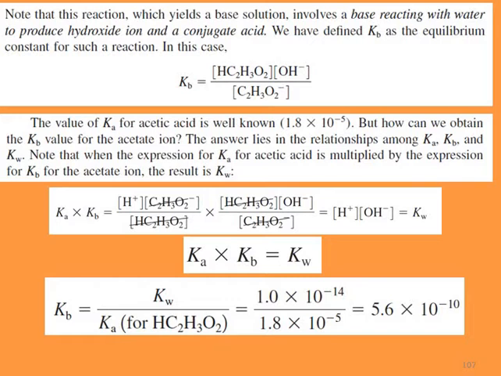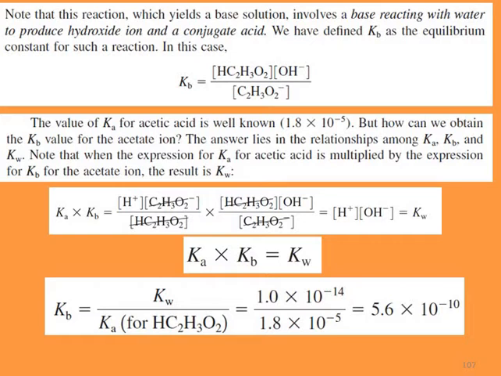So as you see here, Ka times Kb, when we do this multiplication and division, results in the concentration of proton times the concentration of hydroxide, which will be equal to Kw. So Ka times Kb is always equal to Kw. Whenever we have Ka, we can find the value of Kb very easily by dividing Kw by Ka.